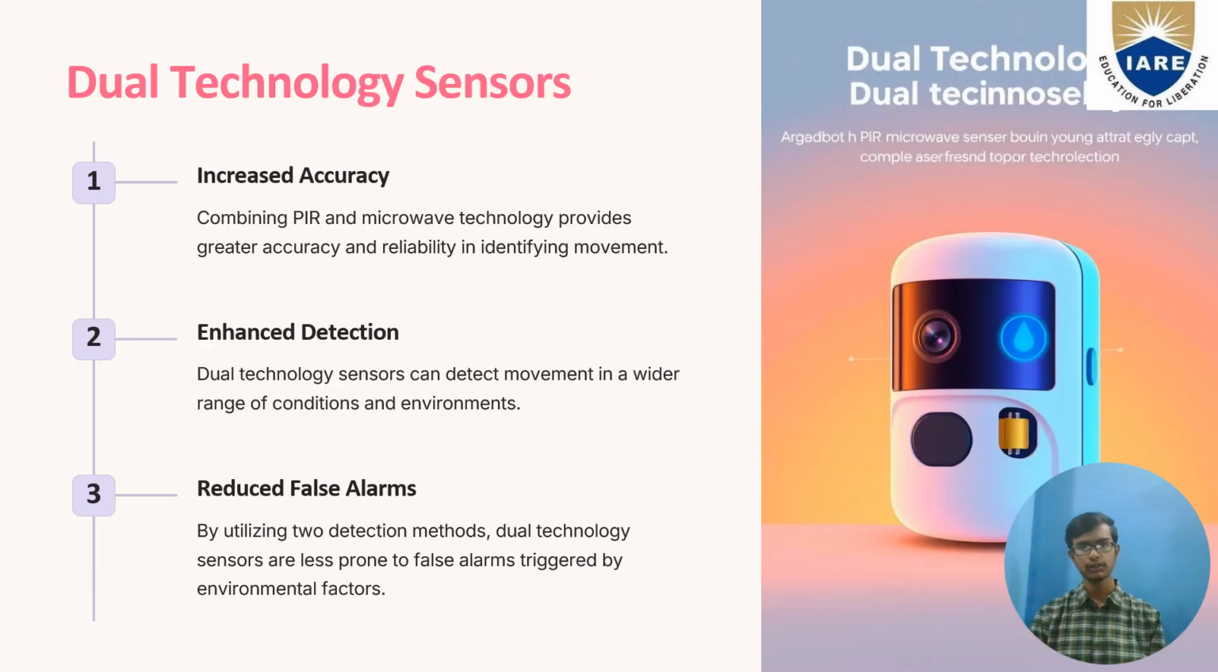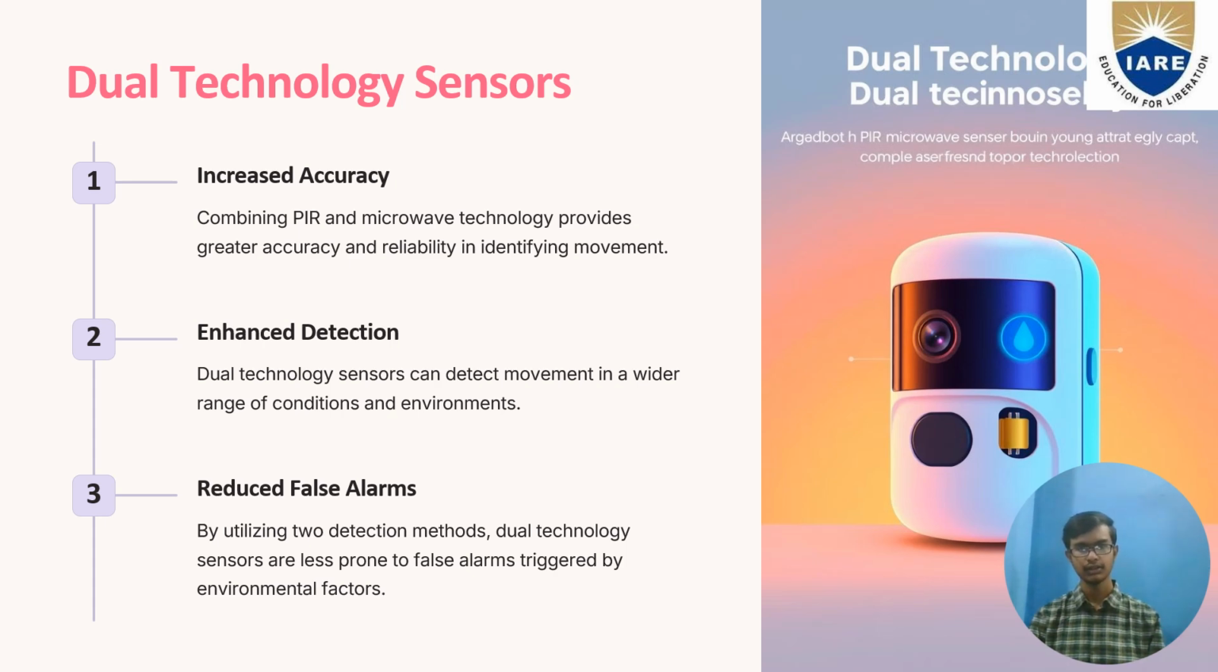Now let's talk about the next type of motion detectors, which are dual technology sensors, as we have discussed before. These sensors in general have an increased rate of accuracy, and by combining PIR and microwave technology, they provide greater accuracy and reliability in identifying any kind of movement in the surroundings.